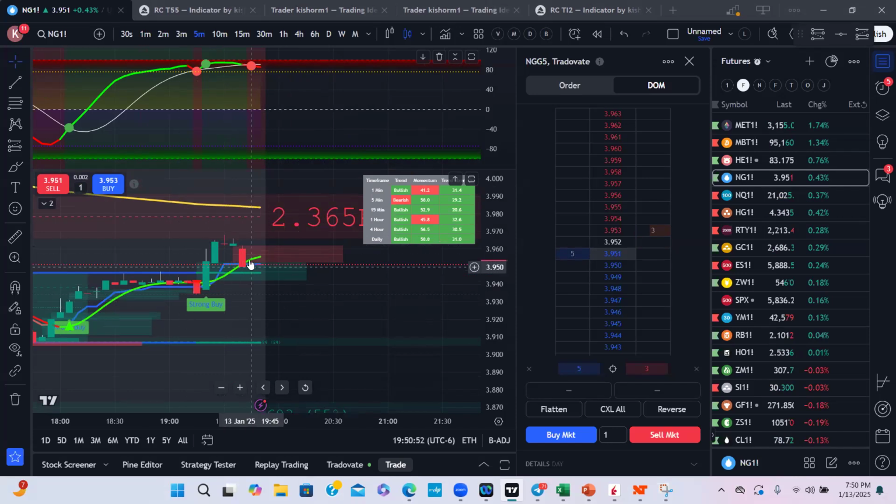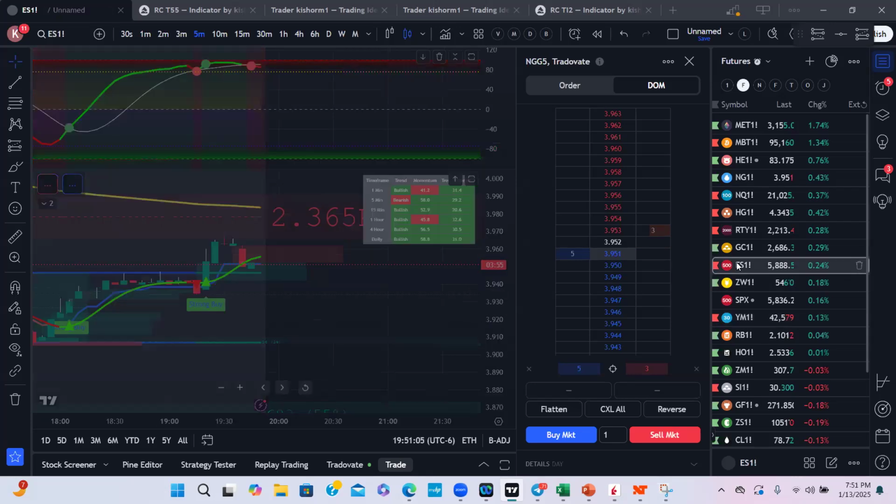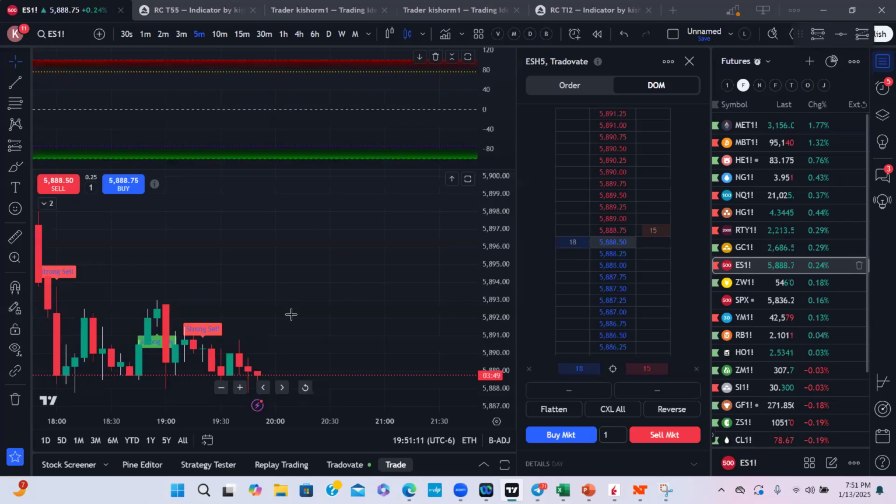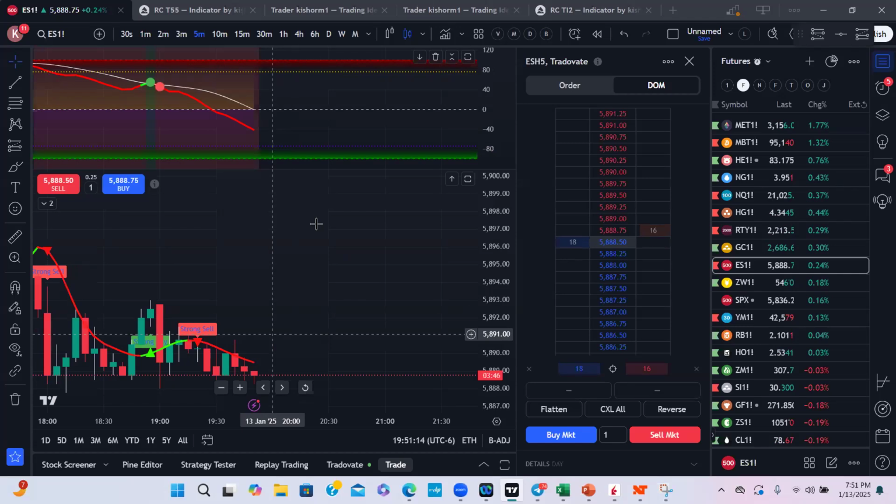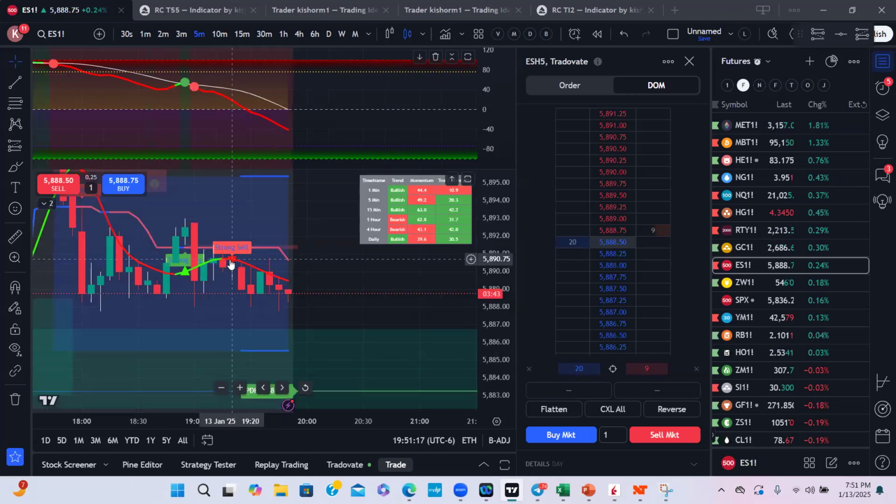So watch wherever you are buying it. If you are buying, look at the last five candles and the low of the last five candles. You can put your stop loss there. If you are shorting something, for example, I'm shorting here, then watch the last five candles and put a stop loss a little above. Whichever is the highest candle, put the stop loss there.